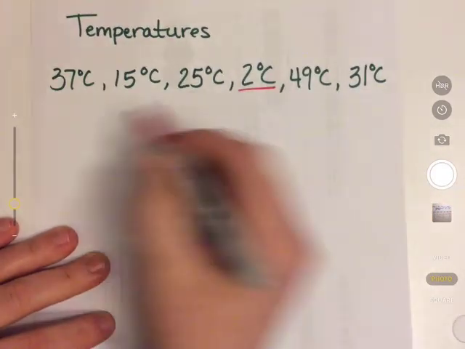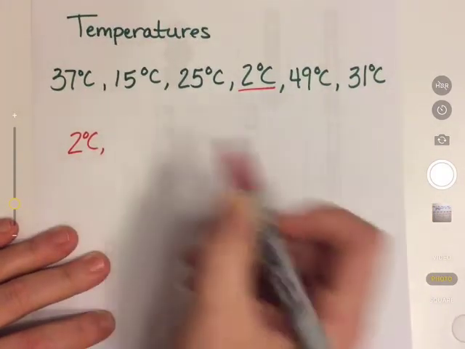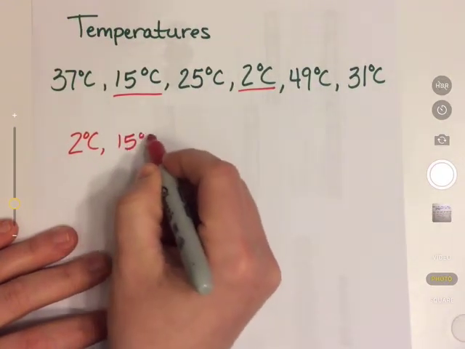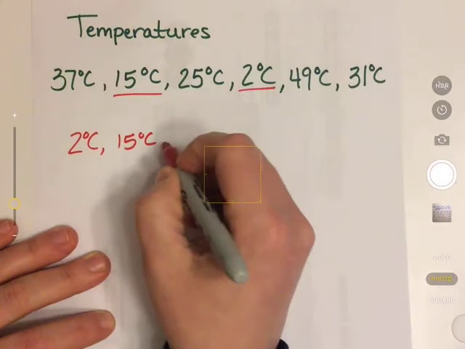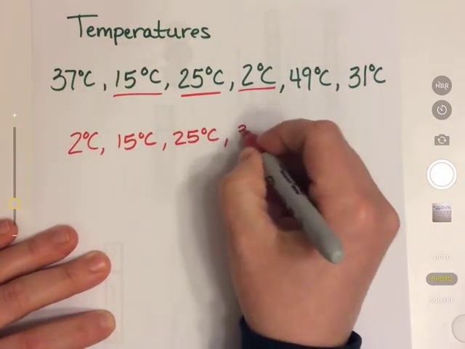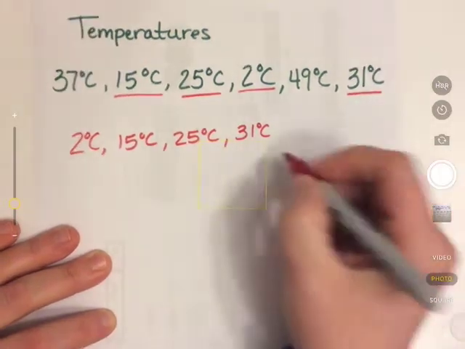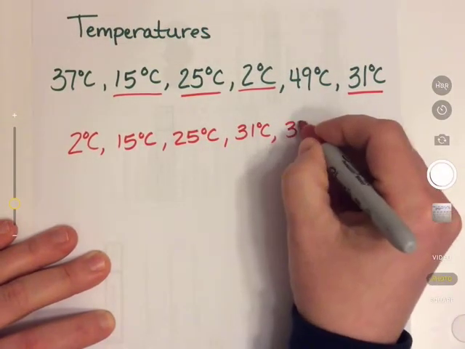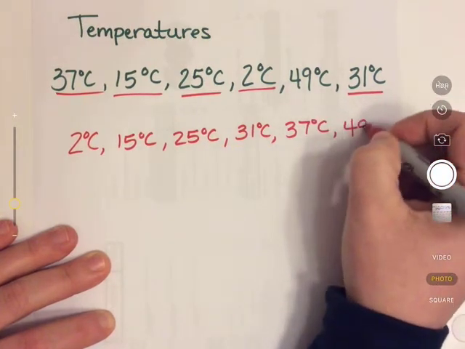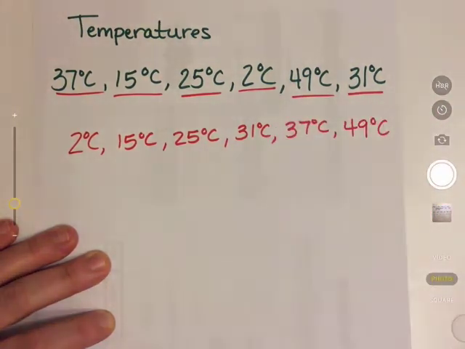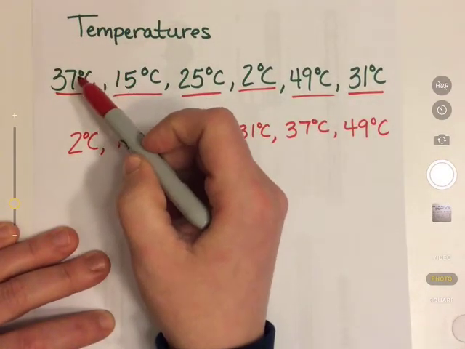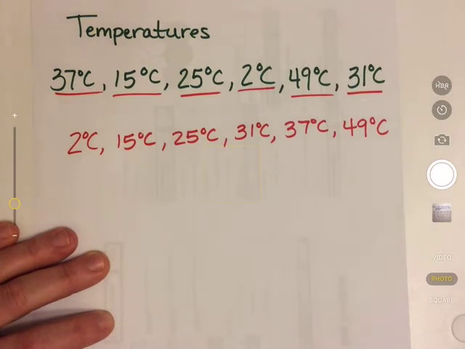So I have 2 degrees, I have 15 degrees, 25 degrees. I'm underlining them in the original list just to make sure that I don't miss any as I'm copying them down from least to greatest. That's just a trick that I like to do. I don't like to cross them out because if I cross them out and I want to go back, I might not be able to read the number.